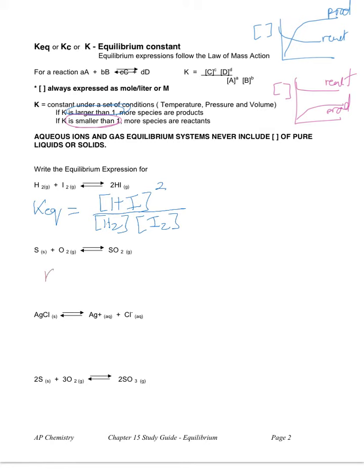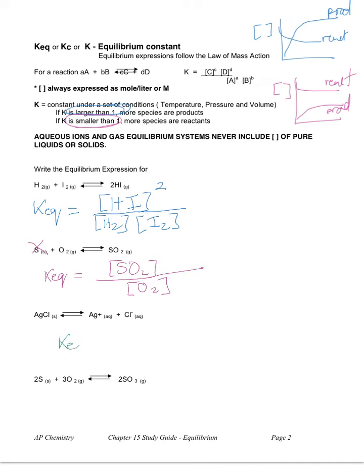If I want the equilibrium expression for this one, I'd say KQ is equal to the concentration of my products. I only have one product, which is SO2, raised to the power of its coefficient, it's just raised to the first, divided by my reactants. Now I only include my O2 in my reactants. I do not include the S because it's a solid. So I only include gaseous and aqueous substances. So that's my KQ expression. Let's try the next one.